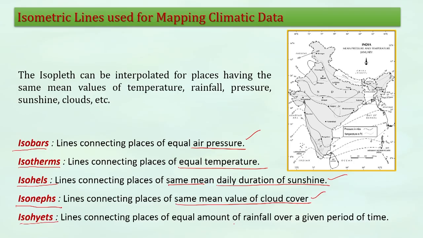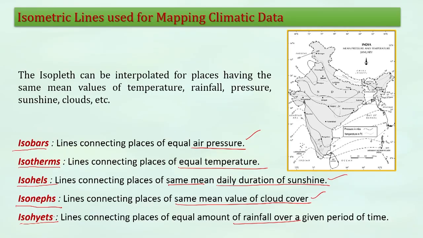Isohyets means rainfall, the places having equal amount of rainfall. Okay, one area is receiving 100 centimeter rainfall during a particular month, another area is receiving the same 100 centimeter rainfall. So, if we connect all the places which experience the same level of rainfall, then it will be called isohyets. Okay. So, we should have knowledge about these isopleth lines also.